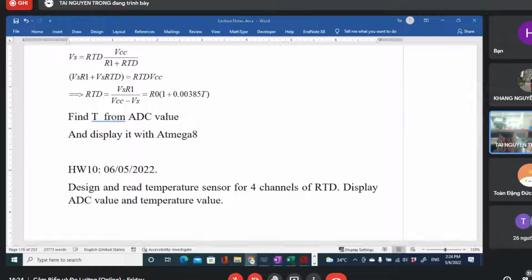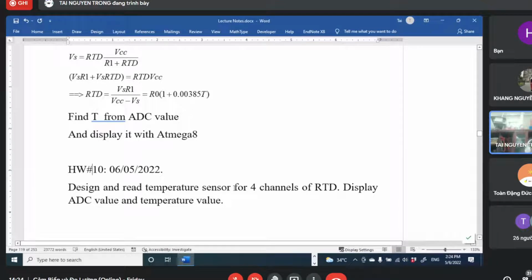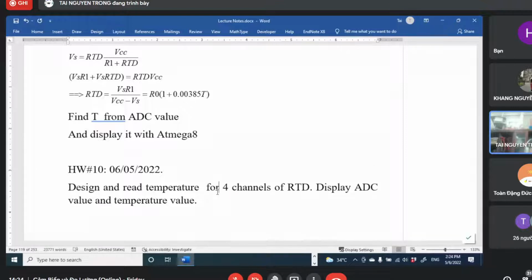The homework is not very difficult. In this case, we reach temperature from volcano. Okay, decide and reach temperature from volcano.